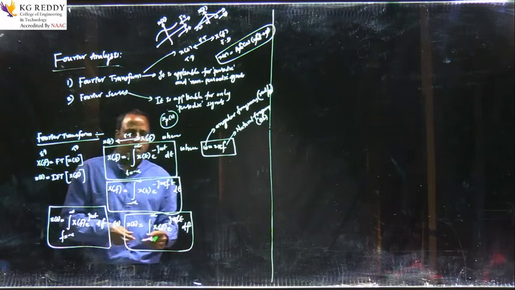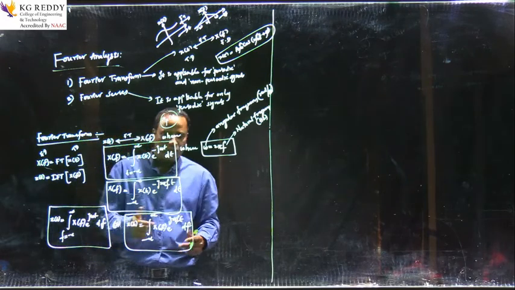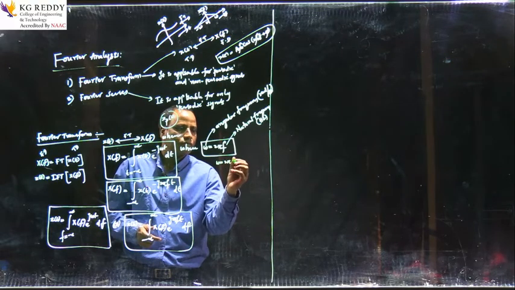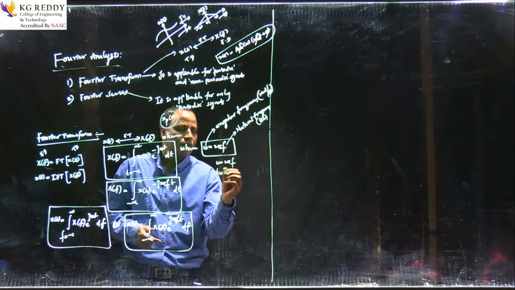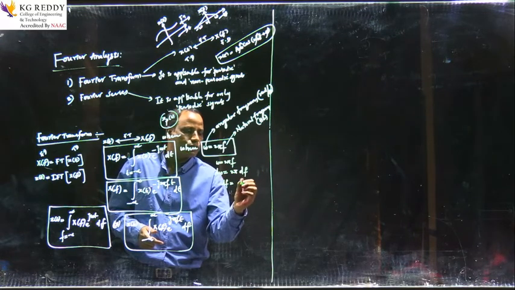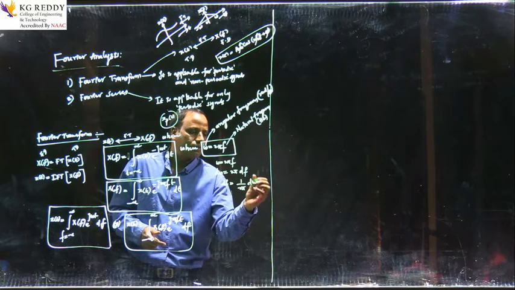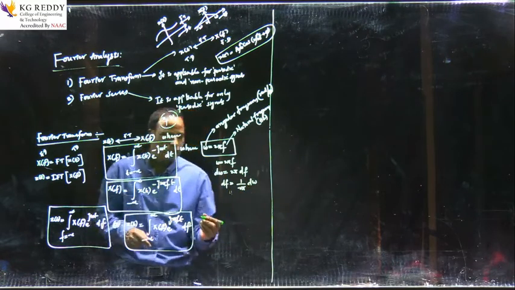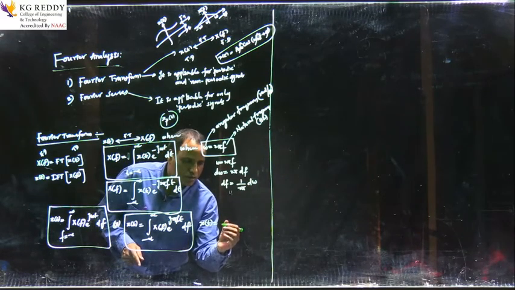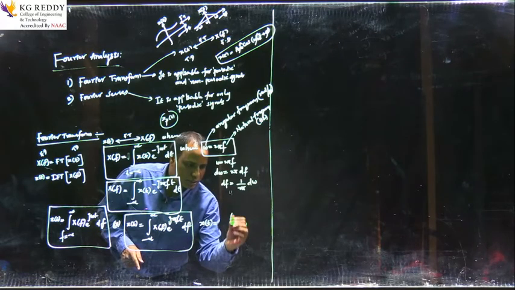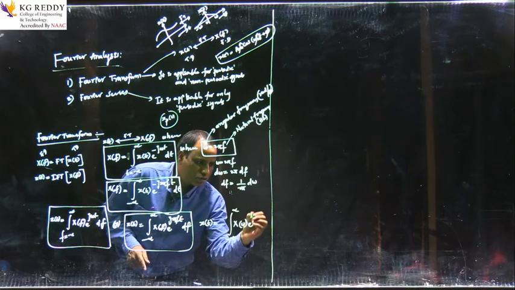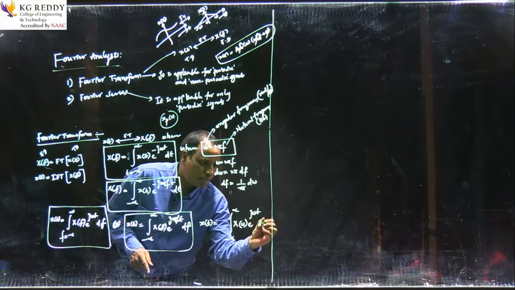Even we can express this inverse Fourier transform definition in angular frequency. As I said, omega is equal to 2 pi f. If I differentiate with respect to frequency, d omega becomes 2 pi into df. So df can be written as 1 by 2 pi into d omega. So if I want to express the inverse Fourier transform definition, it looks like this: integration from minus infinity to plus infinity of x of omega e power j omega t into d omega.